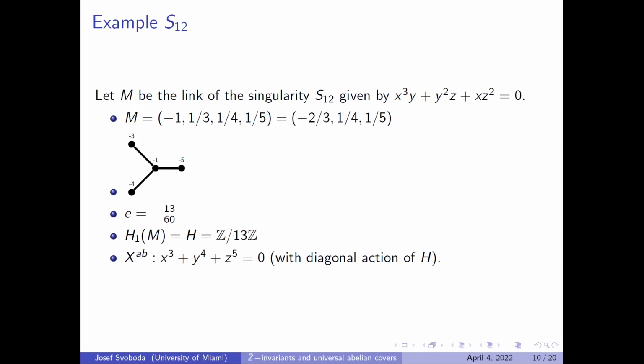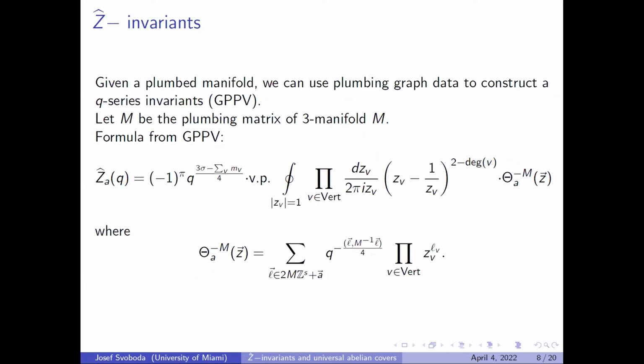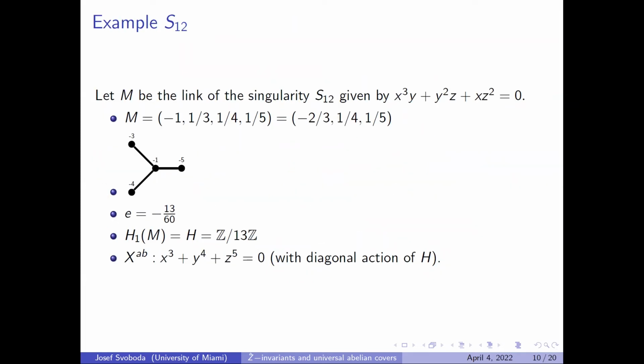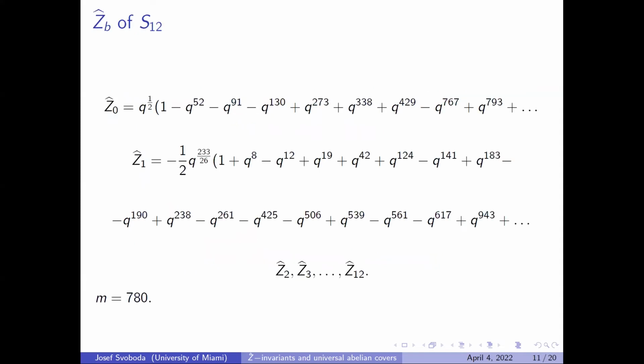It's a hypersurface singularity because we have 3 singular fibers. If you would have 4, then there would be 2 equations. And there is a nice diagonal action of H, this cyclic group, on this singularity. So it's very tempting to try to think about this manifold, which has this H, and we have invariants labeled by elements of H. It's very tempting to think about this universal Abelian cover and the action of H. So here are some Z hats of S12 computed in Mathematica. I wrote only 2 of them because they are somewhat similar.